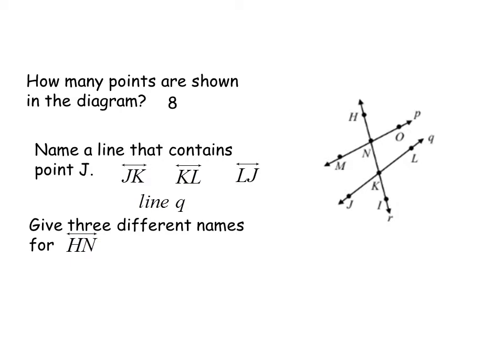Give 3 different names for line HN. So again, let's locate line HN. You could name it NK. You could name it NH. You could name it line R. And there are other possibilities, but that would be one example of 3 different ways that you could name line HN.